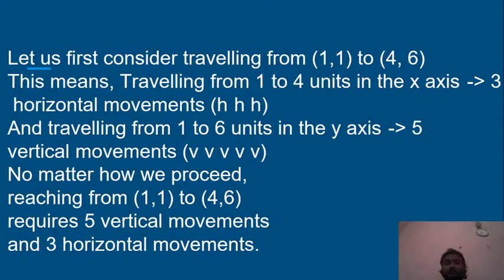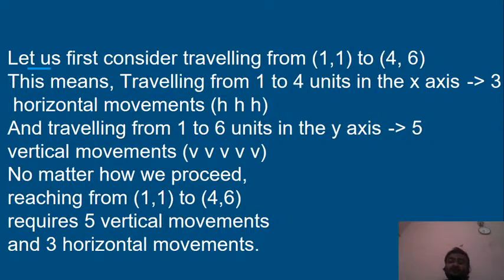Now similarly, let us do the same for the y coordinate. So on the y coordinate we are traveling from 1 to 6. So in the y axis we have moved up 5 units. So let us denote the vertical movements as v, v, v, v and v, that is 5 vertical movements. So no matter how we proceed reaching from 1 1 to 4 6, we would require 5 vertical movements and 3 horizontal movements respectively.